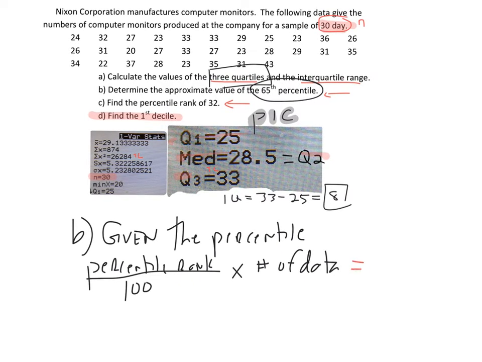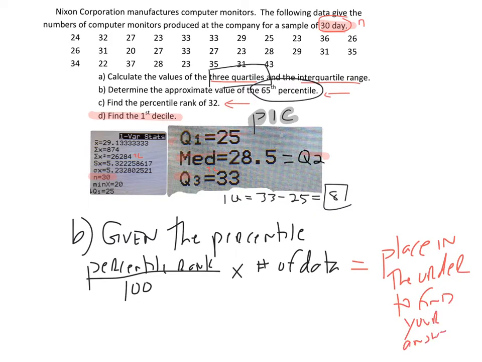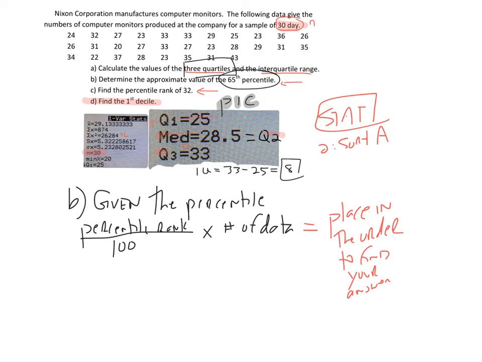When you do this computation, this is going to give you the place in the order to find your answer. So you're going to have to sort the data in order from smallest to largest. So I'm going to do that first. I'm going to go to Stat and option 2 for Sort Ascending on my data. So I want you to sort your list in ascending order and take a picture of your sorted list and supply it on the worksheet.